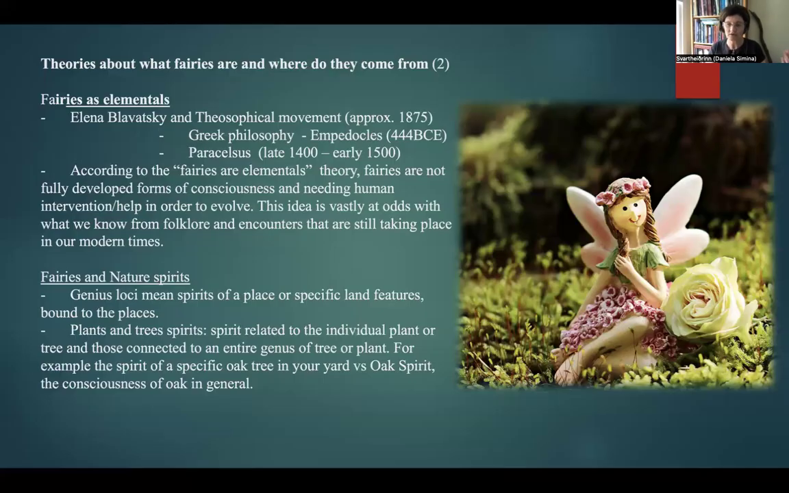So later on, the ether element was added to this, but Empedocles had these four elements in mind. Then we had Paracelsus, in the late 1400s Common Era, early 1500s Common Era, who developed this. He studied the Greek philosophy and he's the father of alchemy, which in turn has become the grandparent of chemistry and modern medicine.